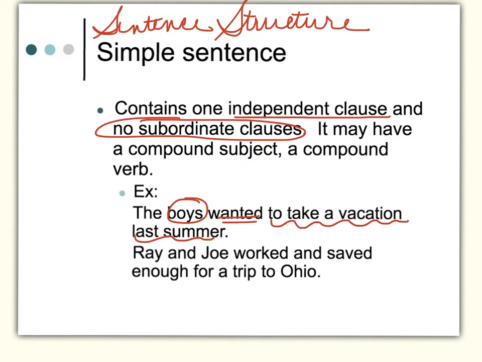Ray and Joe worked and saved enough for a trip to Ohio. Worked is a verb. Saved is a verb. Who worked and saved? Ray and Joe worked and saved. We have a couple of prepositional phrases in that sentence. Even though we have two verbs, those verbs share the subject Ray and Joe. That's a compound verb, not a compound sentence. This is a simple sentence.